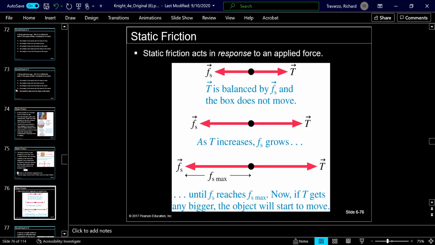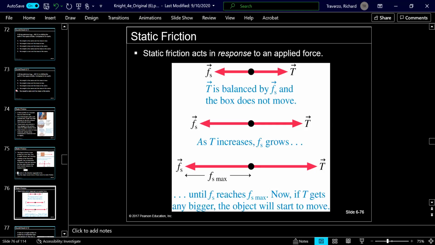Okay, here's one, number 27. Bob is pulling a 30 kilogram filing cabinet with a force of 200 newtons. But the filing cabinet refuses to move. The coefficient of static friction between the filing cabinet and the floor is 0.8. What is the magnitude of the friction force on the filing cabinet?